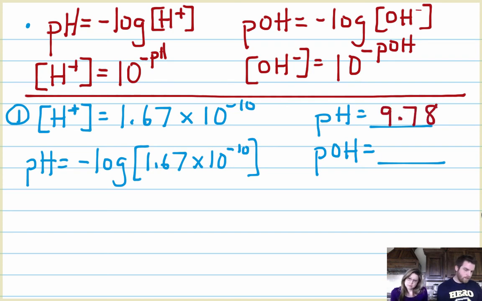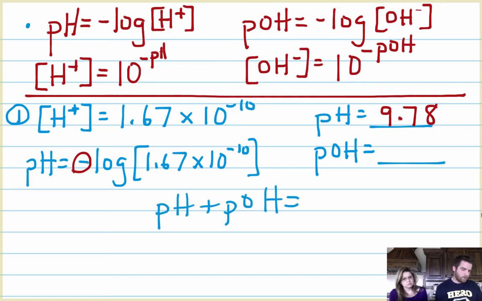9.78. And if you forget to put this negative, your answer is going to be negative 9.78. And your pH can never be negative. We don't want any negative numbers here. Okay, so if the pH is 9.78 and we know pH plus pOH equals 14, just subtract 9.78 from 14 and you'll get 4.22. That'll be 4.22 right there.